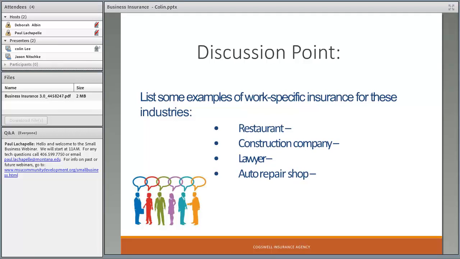So can you give me a quick example of a couple of things you might need for a construction company, a lawyer, or an auto repair shop?